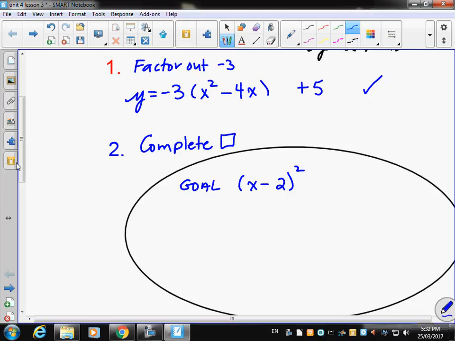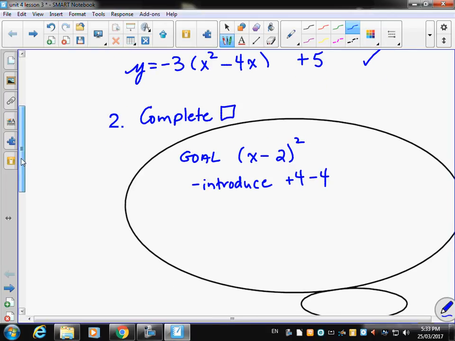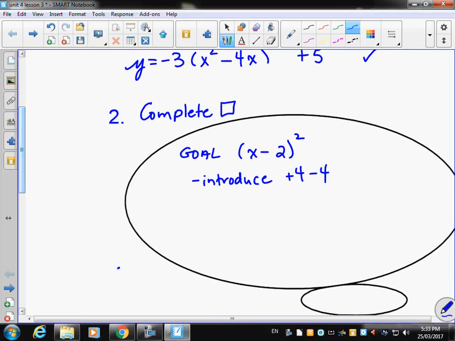So that means I need to introduce a number into my equation, and the number that I'm going to introduce, sometimes I call it a magic number, but that's not very mathy. I'm going to introduce the number 4, and I'm going to add 4 and subtract 4 at the same time. So my second line will be, y equals negative 3 (x squared subtract 4x. I'm going to introduce a plus 4 and a subtract 4.) I'm leaving my 5 till way later.